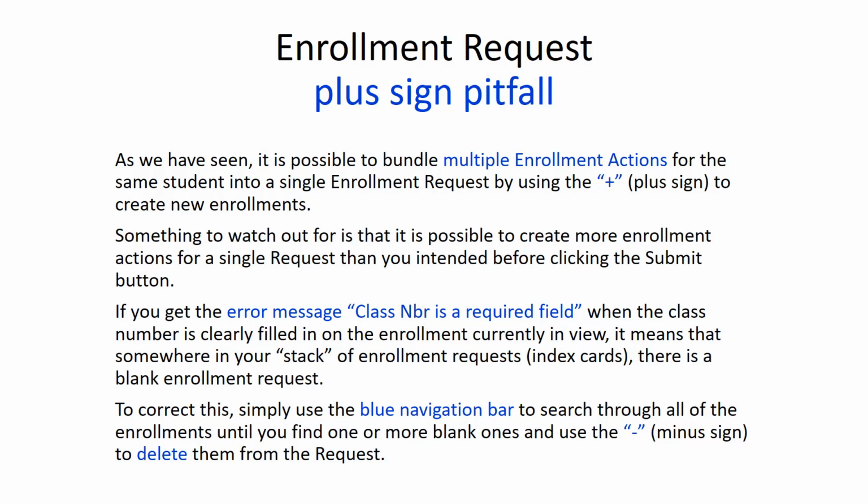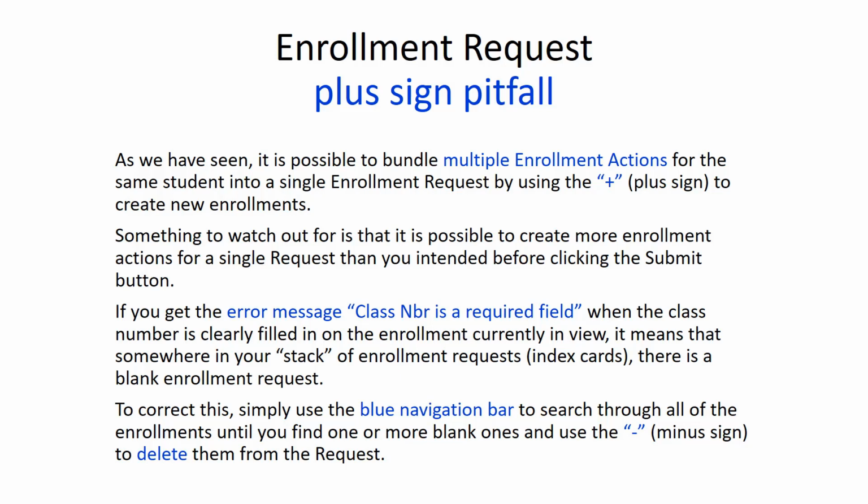So what ends up happening is you have some blank or partially filled in enrollment actions on the form hidden behind the enrollment action that you're looking at when you hit the Submit button. And this causes great confusion. If you get the error message, class number is a required field, when the class number is clearly filled in on the enrollment action currently in your view, it means that somewhere in your stack of enrollment actions, there is a blank enrollment request.